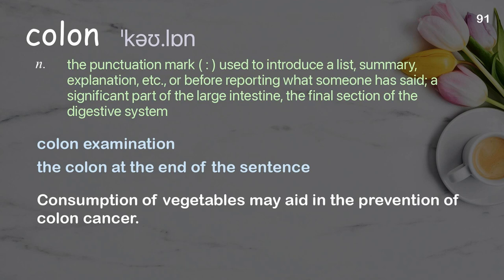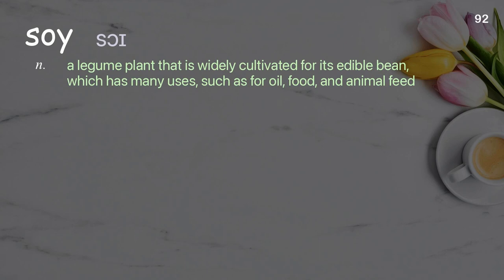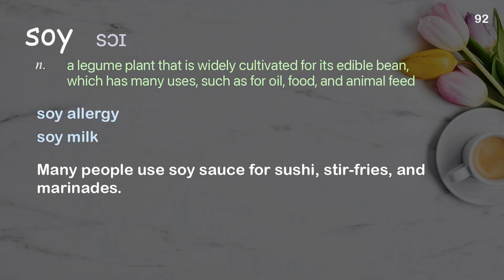Soy. A legume plant that is widely cultivated for its edible bean, which has many uses, such as for oil, food, and animal feed. Examples: soy allergy, soy milk. Many people use soy sauce for sushi, stir-fries, and marinades.